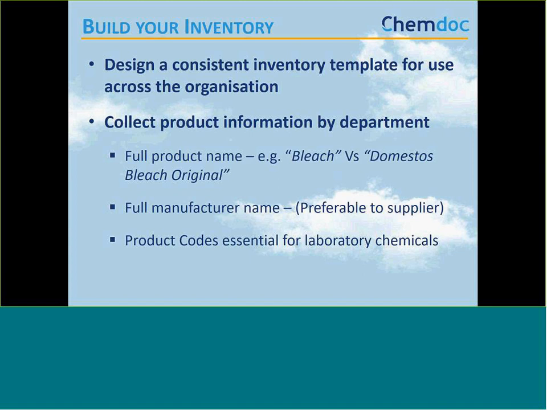So the information you want is, first, the full product name. So instead of just saying bleach, say Domestos Bleach Original, because if you just say bleach, or even if you just say Domestos bleach, Domestos have maybe 30 or 40 different variations of bleach. And when you're doing your COSHH assessment and sourcing your safety data sheet, you need to know you're doing it for the right product. So you need to have the absolute full product name. Then the manufacturer name, which is preferable to the supplier. The manufacturer name will give you the definite product.